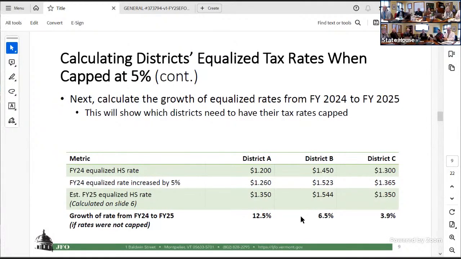Then we calculate the growth of equalized rates from FY '24 to FY '25. So we say, okay, we know what the FY '24 equalized rate was. We know if there were no transition mechanism what the FY '25 rate would be, and then we calculate the growth. So we see that District A, if rates were not capped, their equalized rate would grow by 12.5%, District B, 6.5%, and District C, 3.9%.